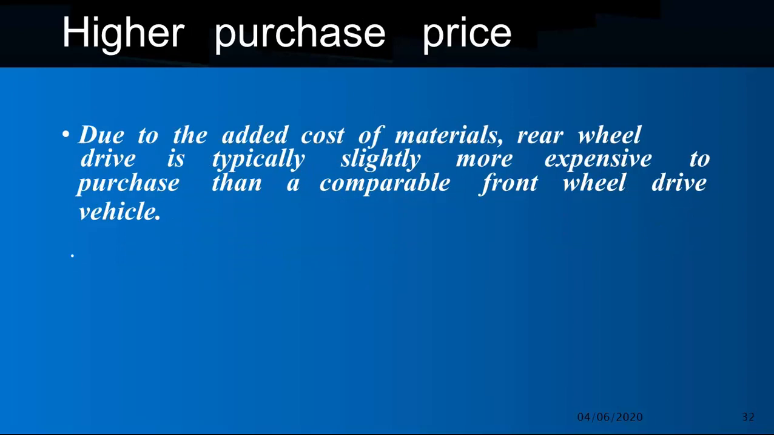Next, higher purchase price. Due to the added cost of materials, rear wheel drive is typically slightly more expensive to purchase than a comparable front wheel drive vehicle. Added cost of materials means in this arrangement we see the most expensive thing is a propeller shaft, and most of the materials are used for making this kind of layout, so price is much higher.